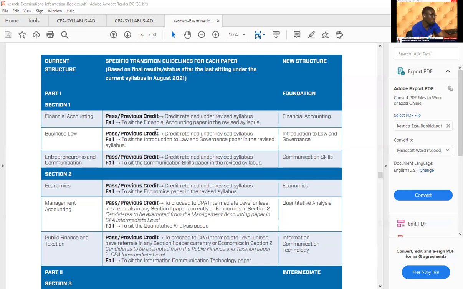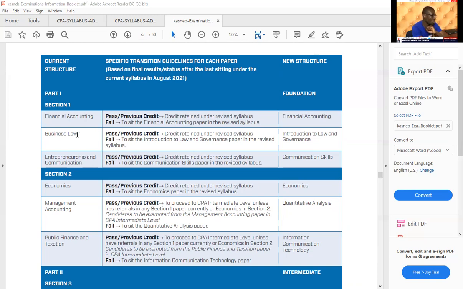In the event that you have failed FA, you did your exams just the other day, for those who did August, September exams, or you had done it before and now you're coming back, we're saying that you're going to retain that credit. But if you had failed, you're going to do financial accounting under the revised syllabus. That is what you should have in mind very well, okay?